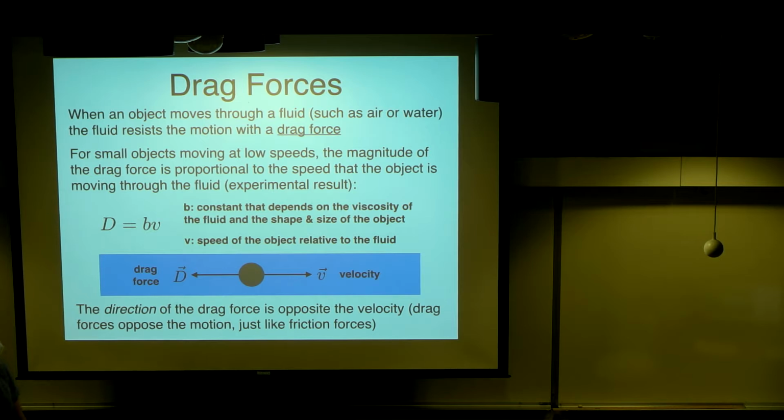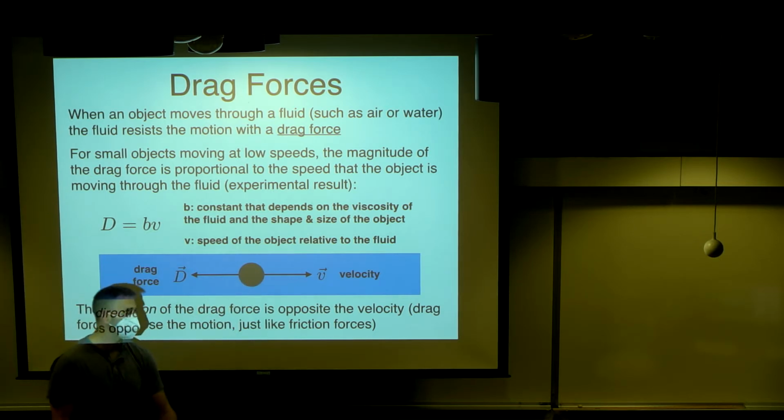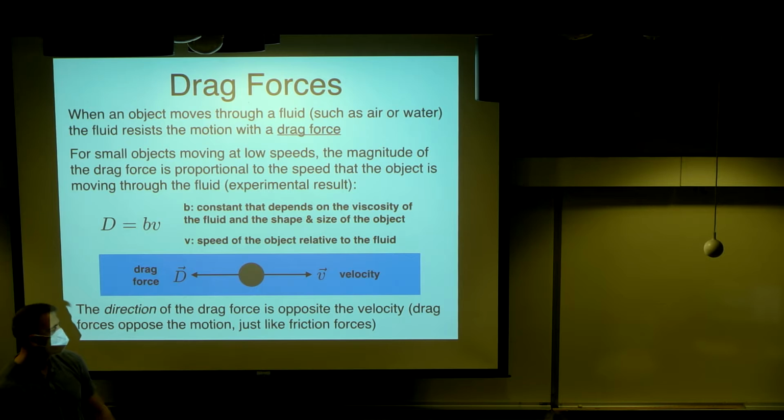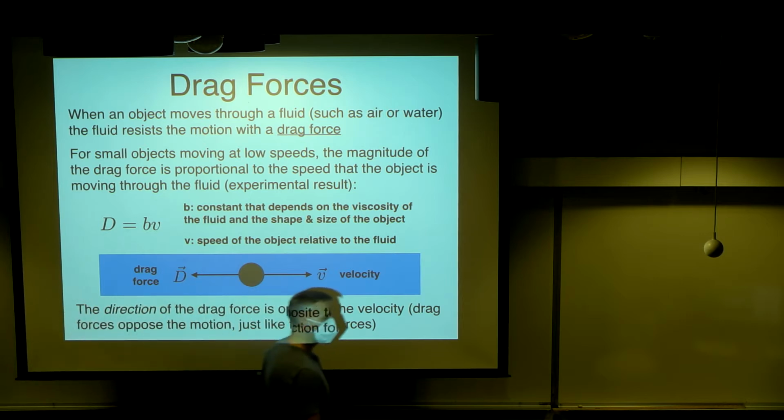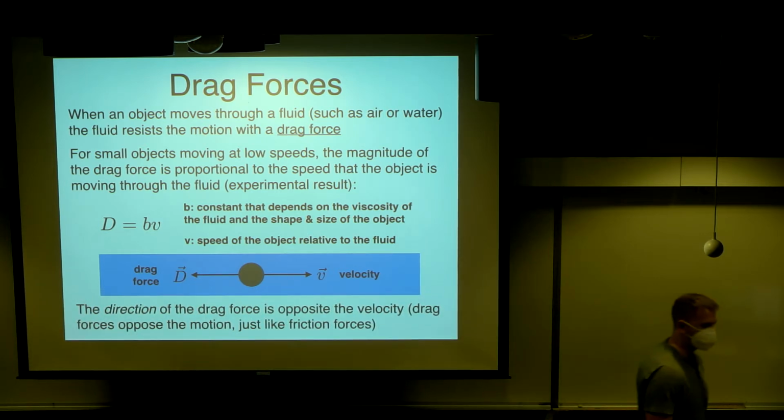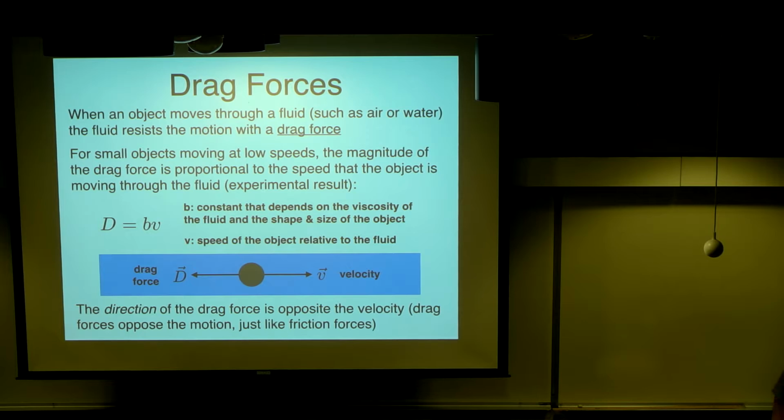So the picture you should have in mind is this. You've got an object moving through the fluid, it's got its velocity going one way, and it's got its drag force opposing that in the other direction. So as far as the direction of the drag force is concerned, it's just like with friction, right? It's opposing the velocity. It's going the opposite direction as the velocity. Okay? So any questions on that so far?